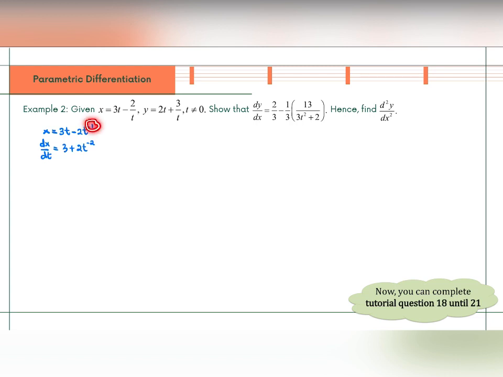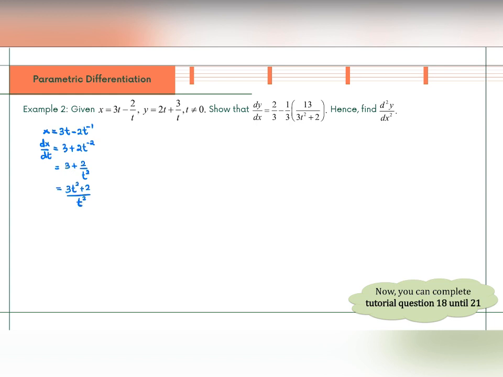Nampak tak? Power bawa pergi depan, so jadi positive 2. And then negative 1 minus 1 dapat negative 2. So I'm going to simplify dekat sini. Saya ada 3 tambah 2 per t squared, which result to 3t squared plus 2 over t squared.